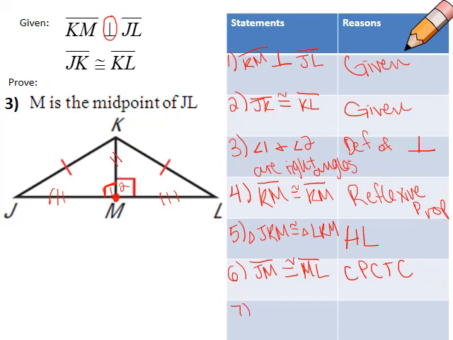So now I can say that M is the midpoint of JL by the definition of midpoint, because I already talked about how those two line segments JM and ML are congruent. So therefore that makes M the midpoint of those two.